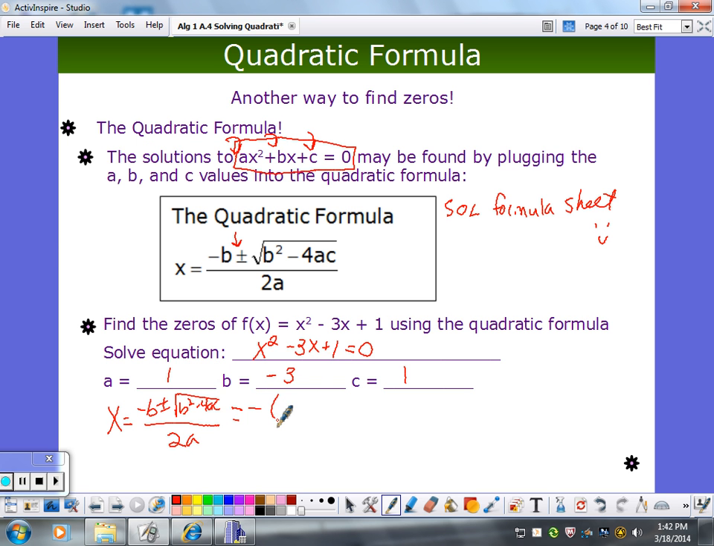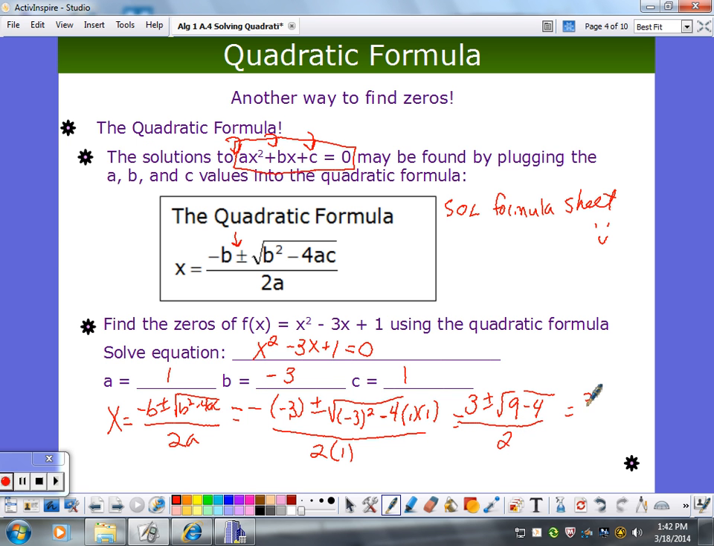All right, negative b. B is negative 3, plus or minus square root of b squared. Now be careful. This is a negative number. Close it in parentheses. It matters. Minus 4 times what's a? 1. What's c? 1. All over 2 times a, and a is 1 in this situation. Let's reduce it as much as we can. A negative negative is a positive 3, plus or minus negative 3 times negative 3 is 9, minus 4 times 1 times 1, minus 4 over 2 times 1. And that's 3 plus or minus square root of 5 over 2.